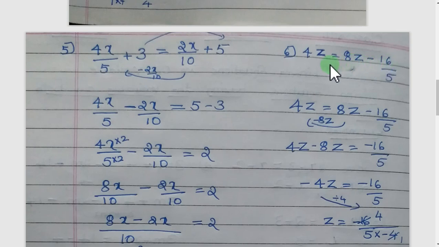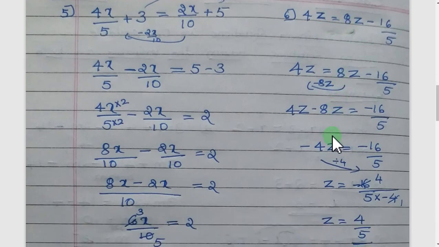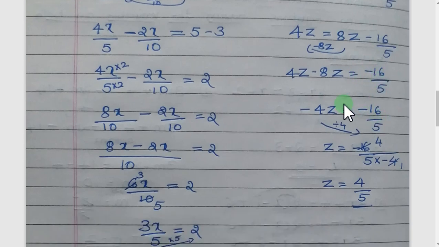Sixth question, 4z is equal to 8z minus 16 by 5. Bring the variable to one side. A number is not there on this side, so we just bring 8z to the z side. 4z minus 8z is equal to minus 16 by 5. When you simplify this, 8 minus 4, one is plus, one is minus, subtraction. 8 minus 4 is 4, but the bigger number's sign is minus, so minus 4z is equal to minus 16 by 5.